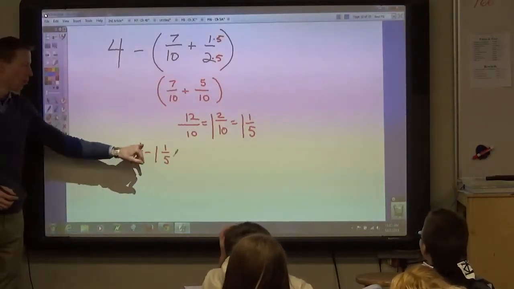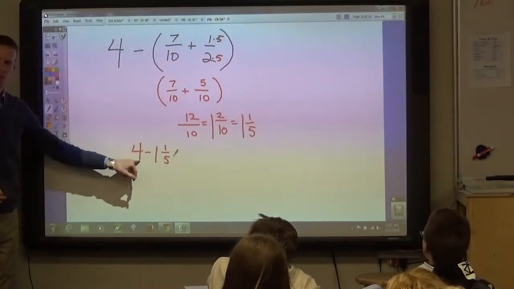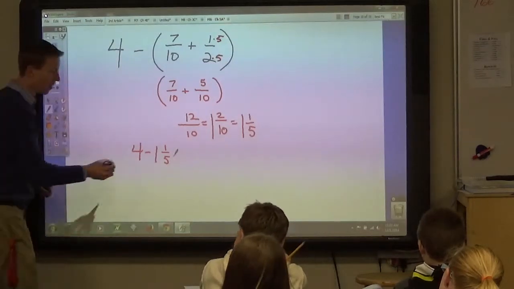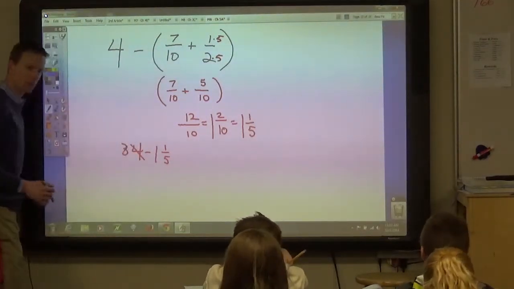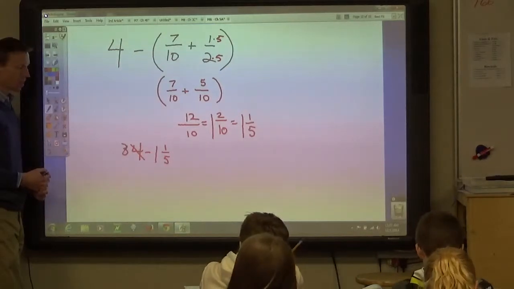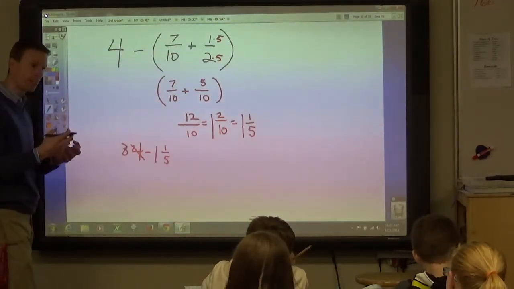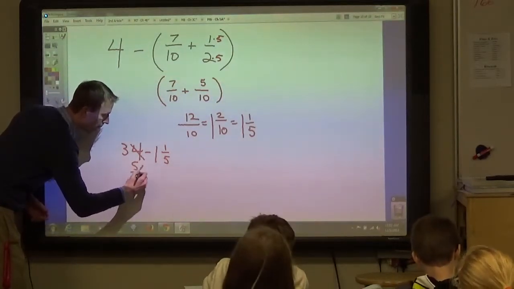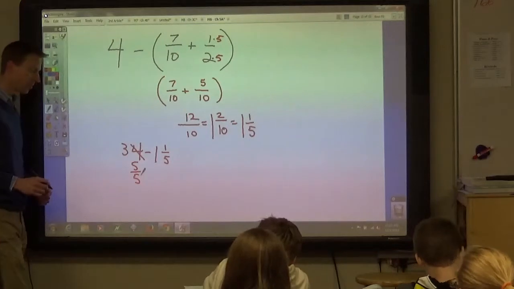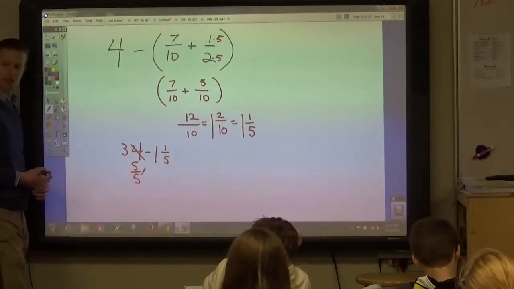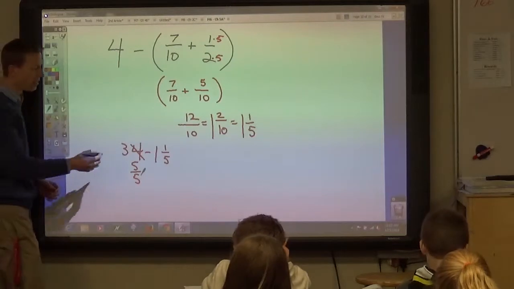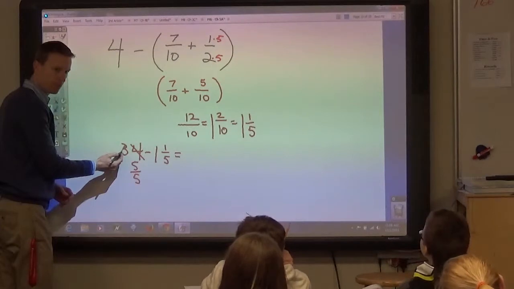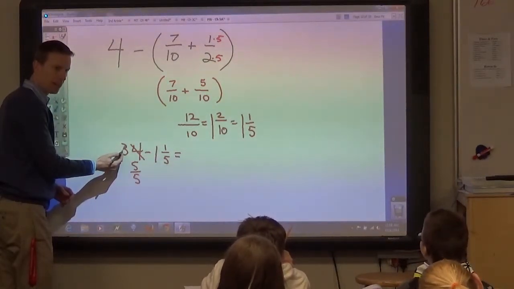Now, we have to take away 1/5 from this whole number, which means we have to take one of the wholes. So now we have 3 wholes left. And we need to break it apart into what size? Fifths. And we'll have 5 of them. So 3 wholes and 5/5. Then we can take away 1 whole from the wholes that we have. How many is that? How many left? Class?